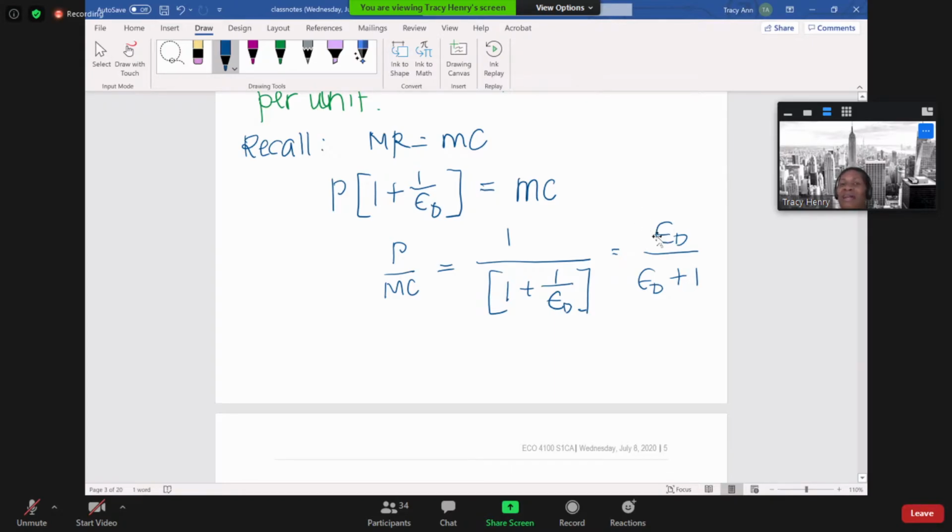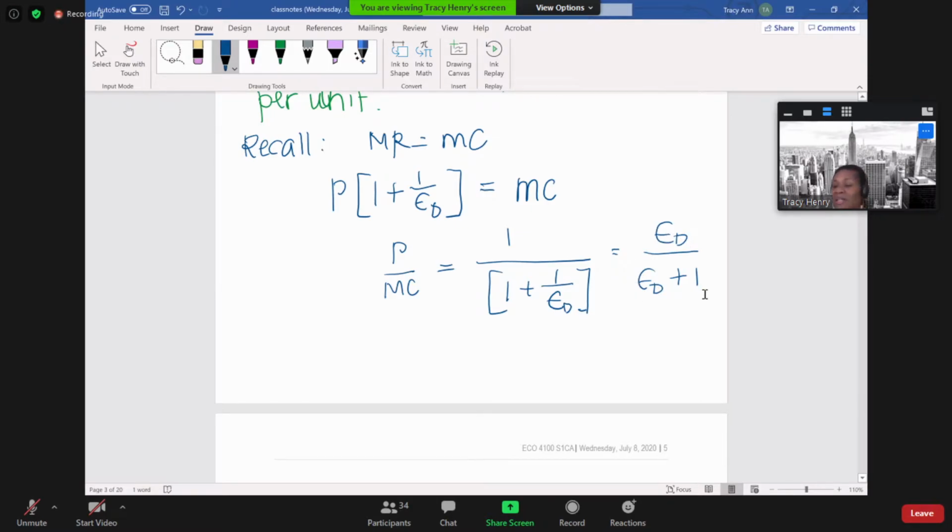But let's say this is -5. This is going to be -5 divided by -5 plus 1, which is -5 over -4, which is going to give me 1.25. So when it was -2, I had the price over marginal cost equal to 2. But when my elasticity of demand is -5, I have my price over marginal cost equal to 1.25. So my point being is that as you get more and more elastic, moving from -2 to -5, and you can even play with -10, this becomes -10 over -9.